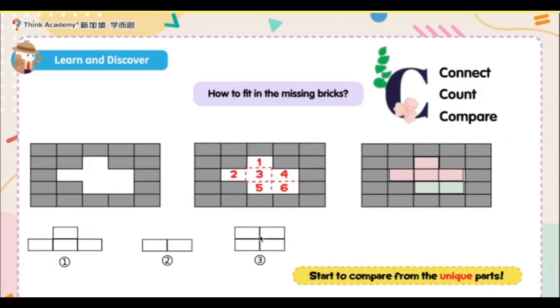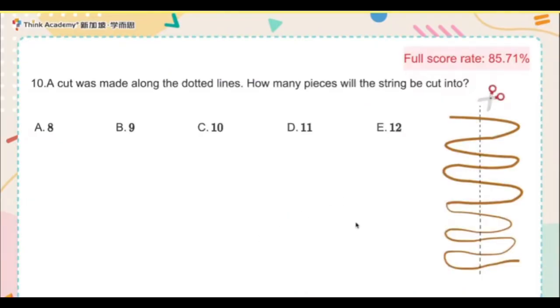What are the 3 big C's? The first big C, connect. The second big C, count. And then the third big C, compare, right? Okay, connect, count, and then compare. These are the 3 ways. Then, everyone, this time let's move on to the 10th question.